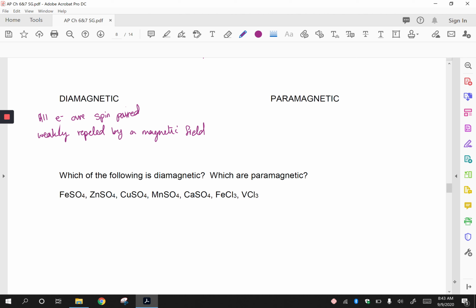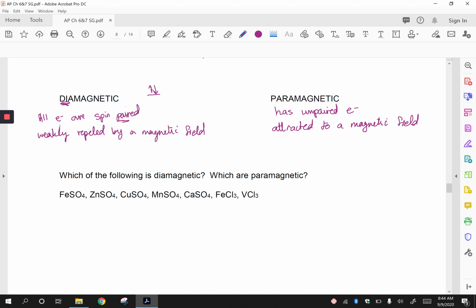And the way that I remember this is di means 2. So I think all my electrons are spin paired. That means like paired means 2, right? Like all of them are 1 up arrow, 1 down arrow. They're all paired. Paramagnetic means you have unpaired electrons. And when you have unpaired electrons, they are a little bit attracted to a magnetic field. And this applies to ions as well.